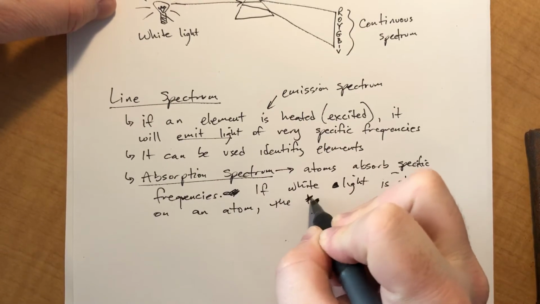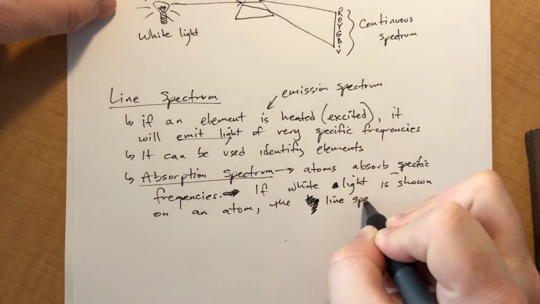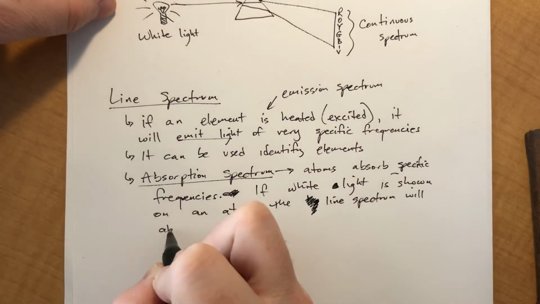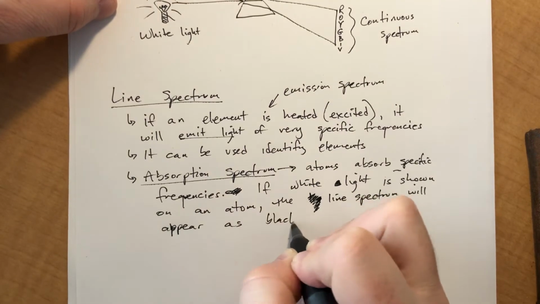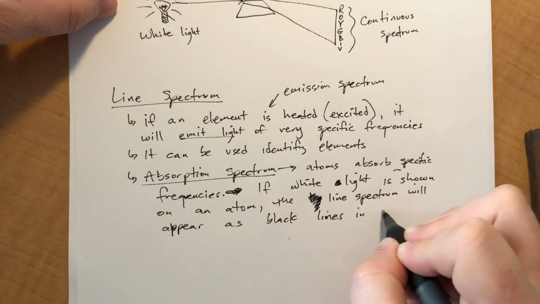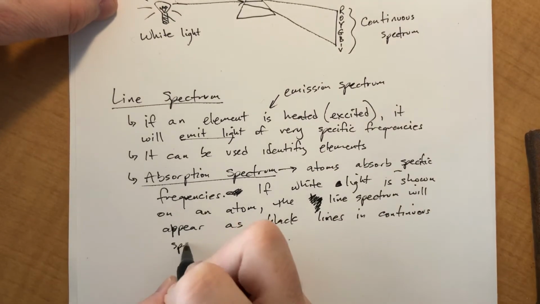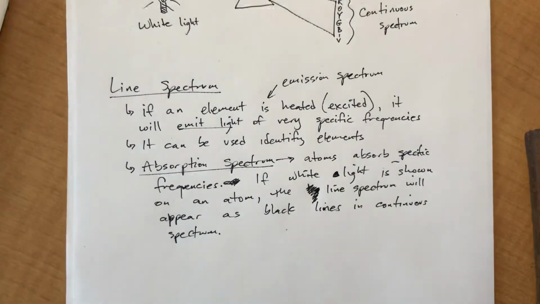Oops, sorry, having trouble writing apparently. The line spectrum will appear as black lines in a rainbow. Black lines in the continuous spectrum. Okay, sorry, my handwriting got really messy there. Sorry about that.